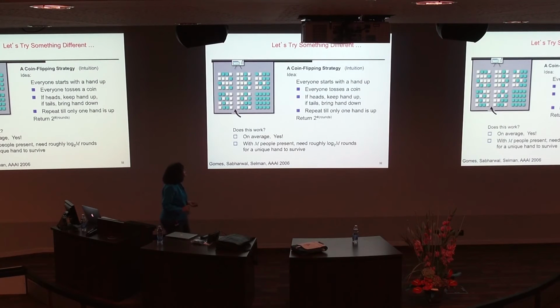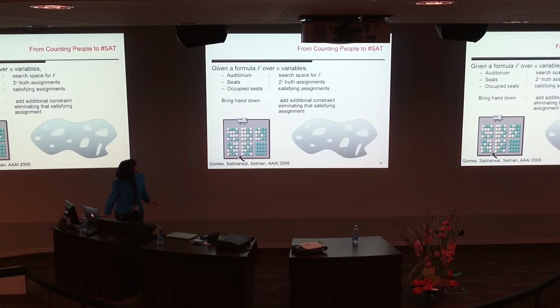I'm going to give everybody a coin, and then I'm going to say everybody starts with hands up. You toss a coin. If it's heads, you keep the hand up. If it's tails, you bring it down. And we do several rounds. So at the end, we will have one hand up. Now we can estimate how many people we have by 2 to the number of rounds. Does it make sense? This is exactly how we can do this idea with streamlining and with parity constraints.